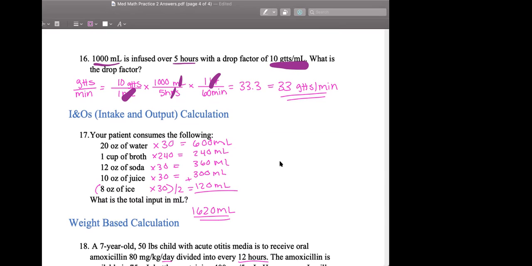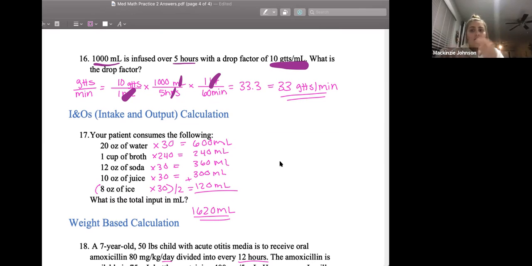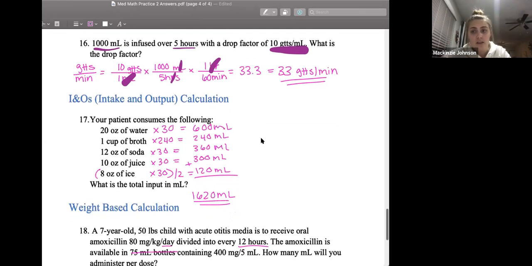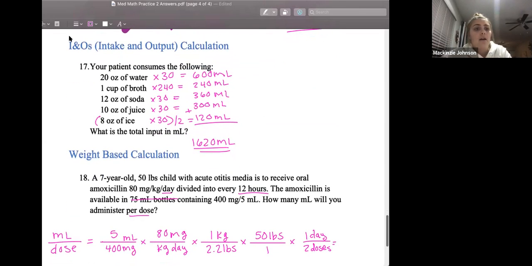It's kind of like, honestly, muscle memory. Like you just kind of know, oh, this is how I answer the question. And then the calculator does the math for you. It's pretty straightforward. It's just getting exposure to all the types of questions, which I think is the most important part. So I's and O's, intake and output.